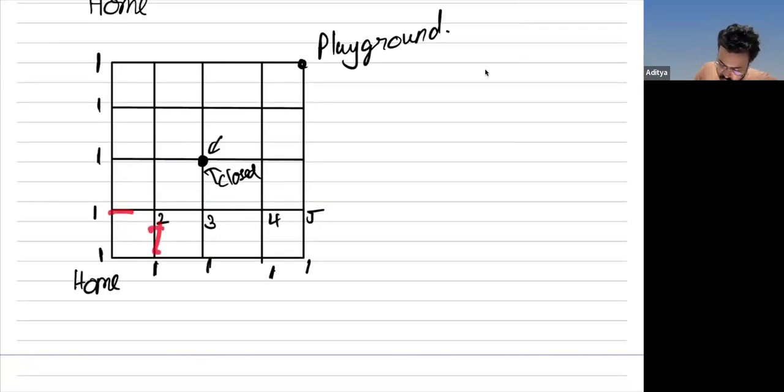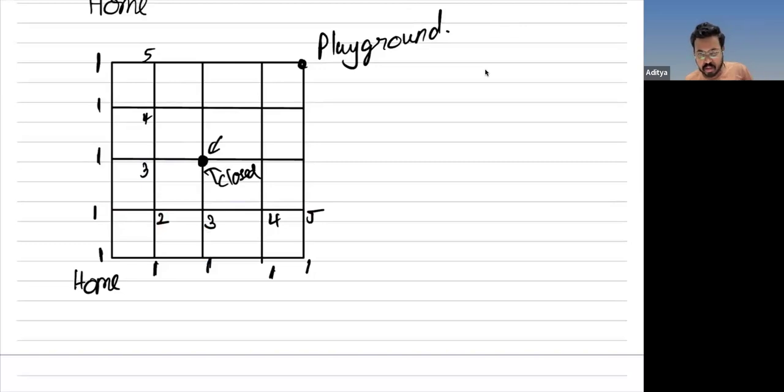I have added all of these numbers. 1 plus 1 is 2. 2 plus 1 is 3. 3 plus 1 is 4 and 5. Similarly, I can write on these also: 2, 3, 4, and 5. Till now, does anyone have any query with whatever I've done?